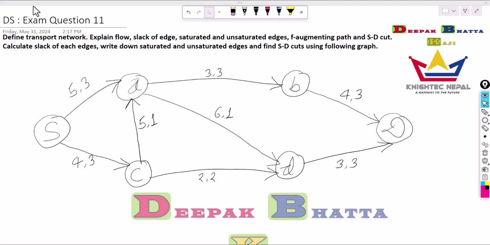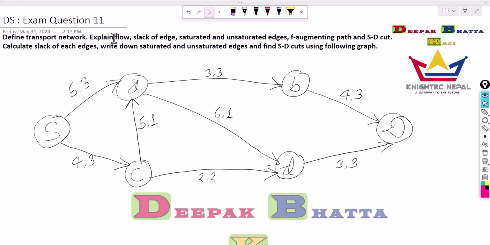Today we will discuss the important questions on discrete structures. The question is: define transport network, explain flow, slack of edge, saturated and unsaturated edge, F augmenting edge, F augmenting path, and S to D cut. And also calculate slack of each edge, write down saturated and unsaturated edges, and find S to D cuts using the following graphs. So in the given question we have to define the transport network.